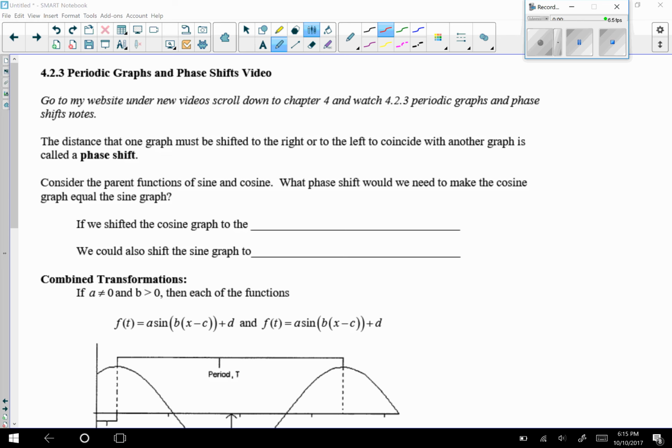Section 4.2.3 Periodic Graphs and Phase Shifts. The distance that one graph must be shifted to the right or left to coincide with another graph is called a phase shift. Consider the parent functions of sine and cosine. What phase shift would we need to make the cosine graph equal the sine graph?